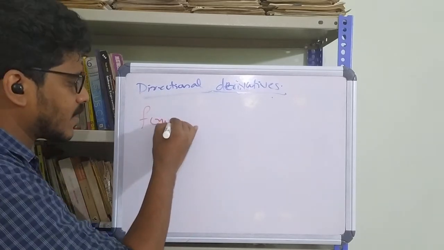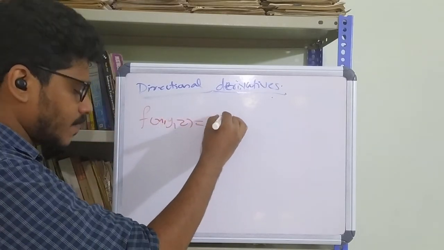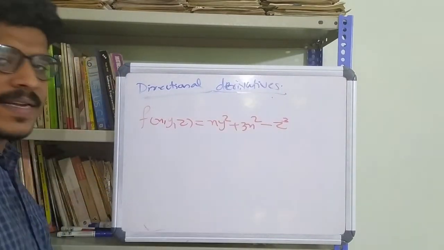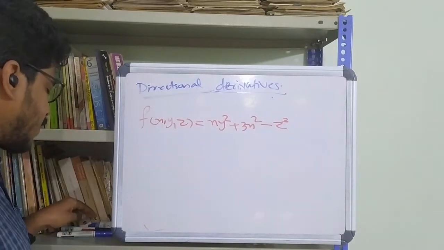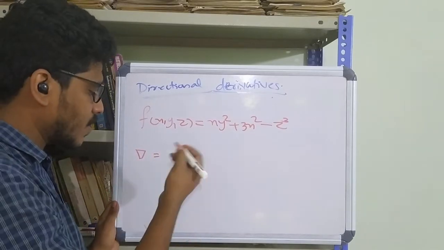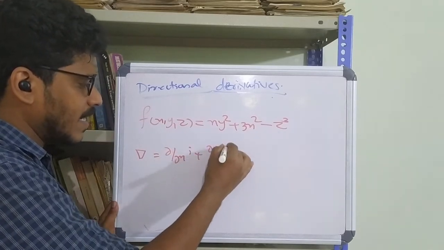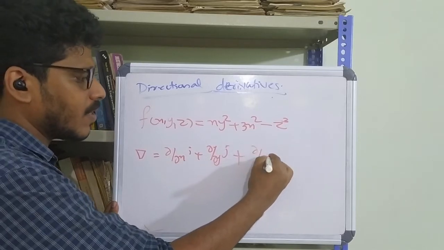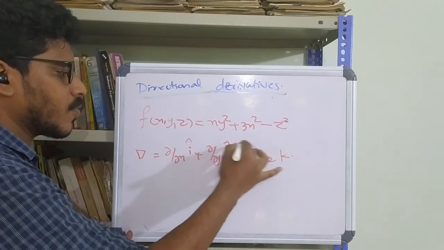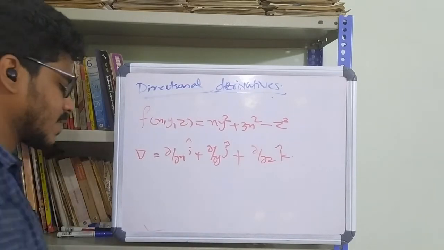So suppose we have a three variable function, say f of xyz equal to xy squared plus 3x squared minus z cube. Find the gradient of f of xyz. For a three variable case, we write the grad operator as dou by dou x i plus dou by dou y j plus the obvious extension dou by dou z k. These are unit vectors in the xyz direction, the mutually perpendicular coordinate axes.